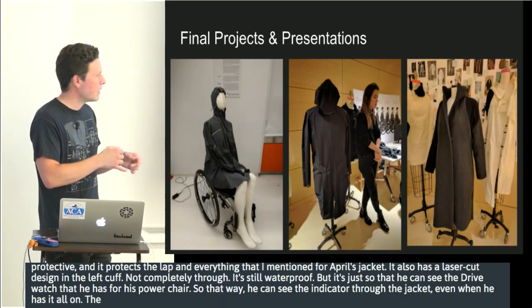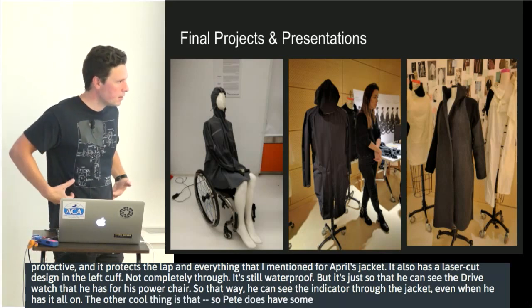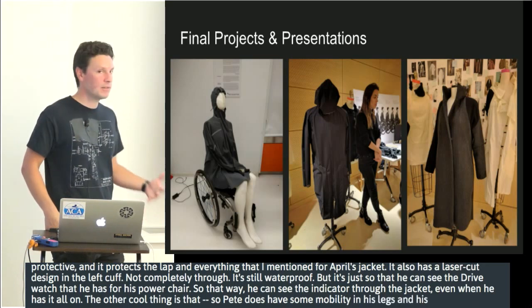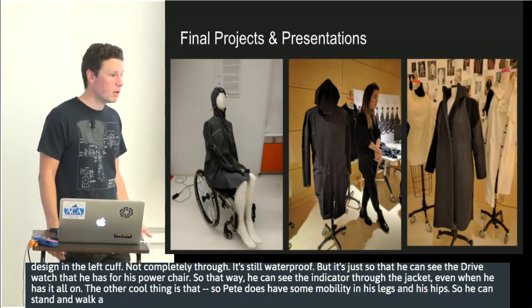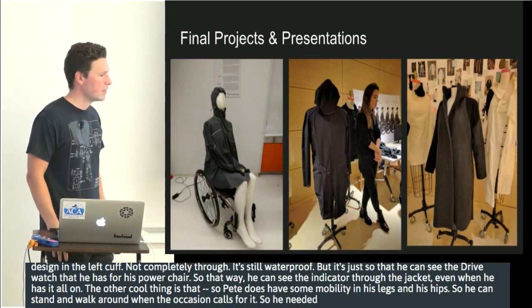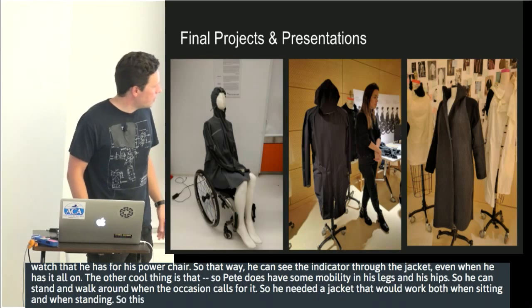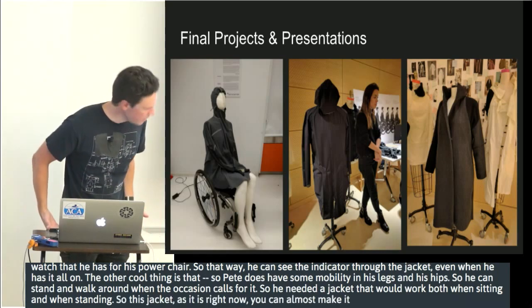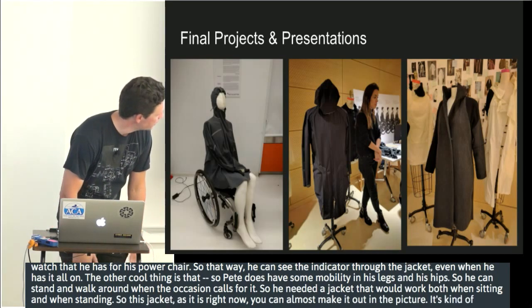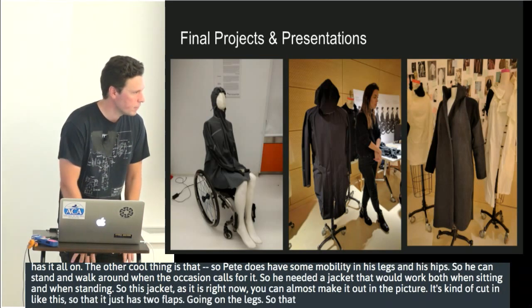The other cool thing is that Pete does have some mobility in his legs and his hips, so he can stand and walk around when the occasion calls for it. And so he needed a jacket that would work both when sitting and when standing. This jacket, as it is right now, you can almost make it out in the picture. It's kind of cut in like this so that it just has 2 flaps going on the legs, so that way when you sit down it covers your lap.